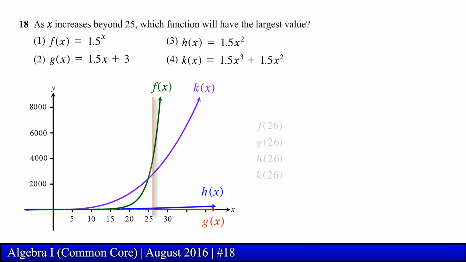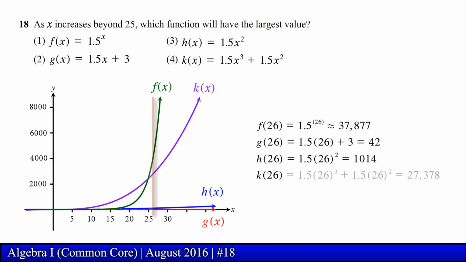So if all 4 functions had a race, then the exponential function would be in the lead when x is greater than 25. Just to make sure, let's evaluate each of the functions when x equals 26. Evaluating each of the given functions, we obtain the following y values. Once again, notice how the exponential function has the largest y value when compared to the rest of the functions. With that said, we can conclude that option 1 is our answer.